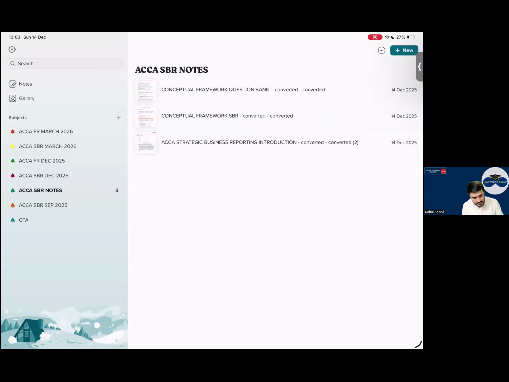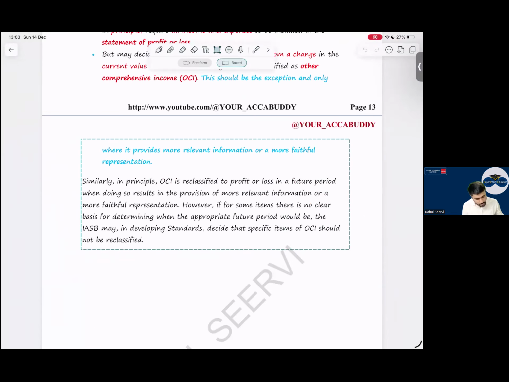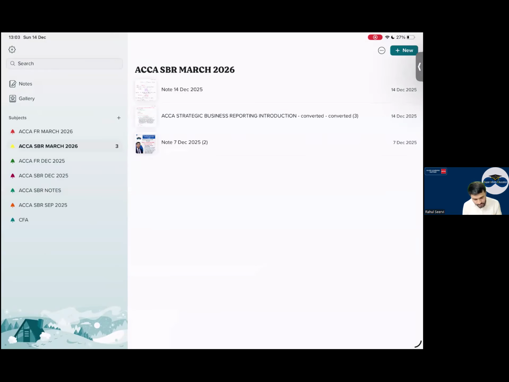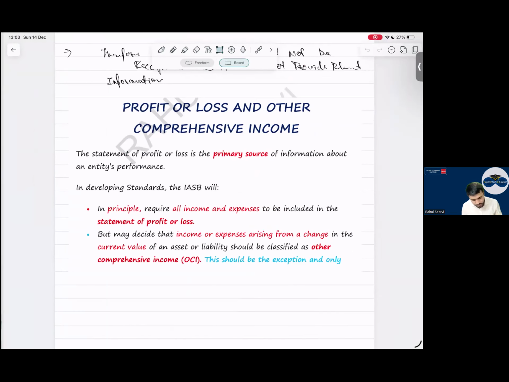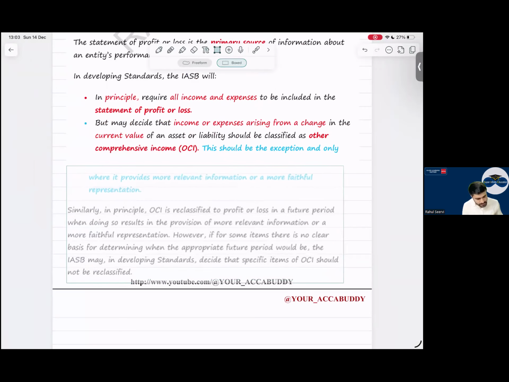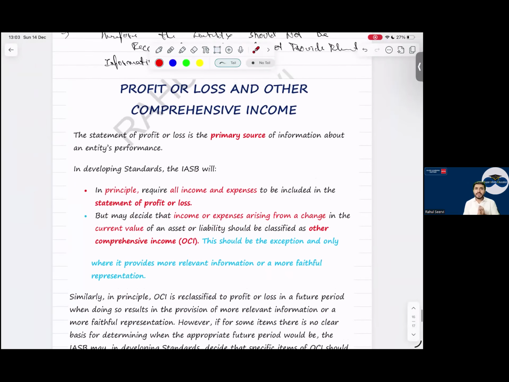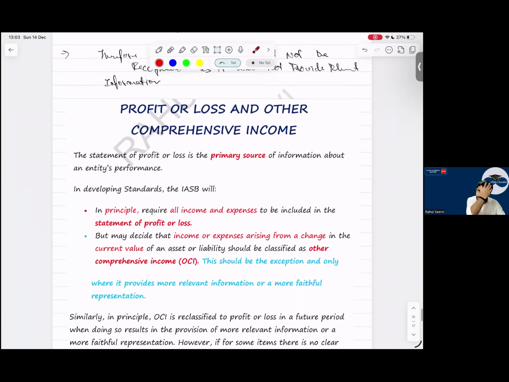We should record the difference in P&L. But when we come to IAS 38, what does IAS 38 say? That the difference we should record in OCI. Because cryptocurrency is also what? It's also an intangible asset. Simple. That is also an intangible asset.